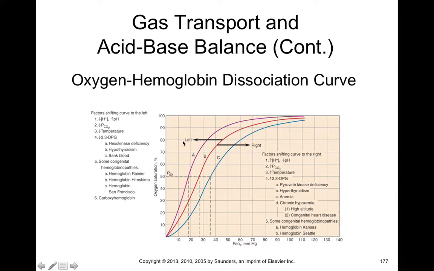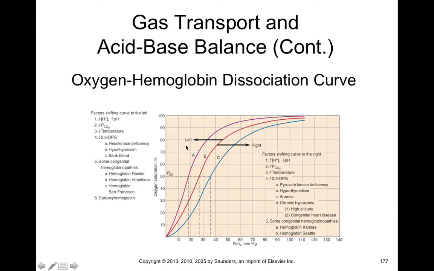And so we can talk about left shifts and right shifts. If a left shift occurs, this means hemoglobin will hold on to oxygen more strongly and be less likely to release oxygen into the bloodstream. If a right shift occurs, this means hemoglobin will be less likely to hold on to oxygen and will release that oxygen into the bloodstream more readily. So what are the factors that induce a left shift or a right shift?